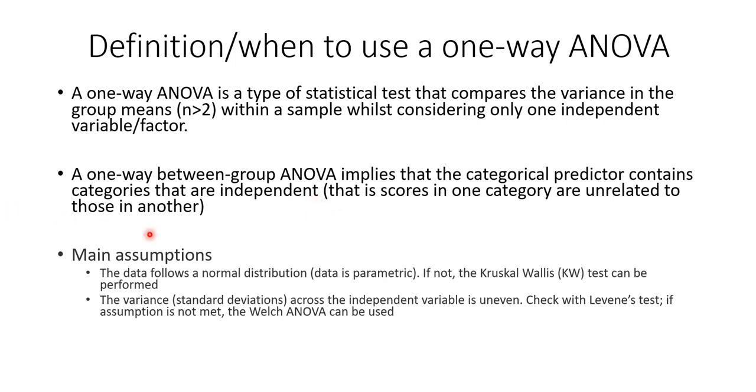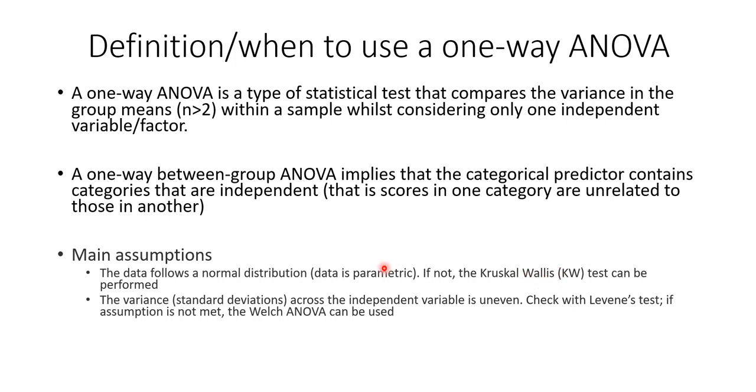And for this between factor ANOVA, it typically has 2 main assumptions. So the data has to be parametric. This is a parametric test, so it has to follow a normal distribution. If not, you can run the non-parametric equivalent, which is this Kruskal-Wallis or KW test.